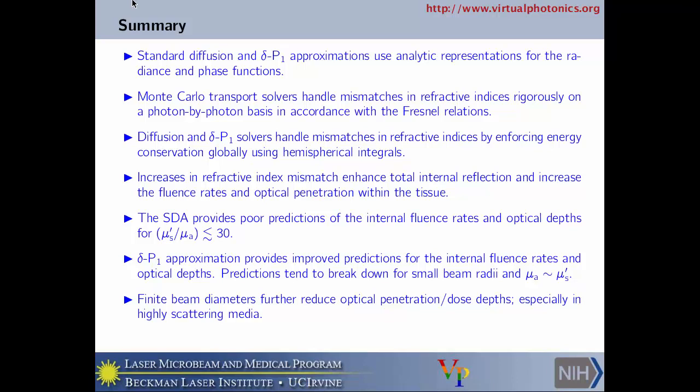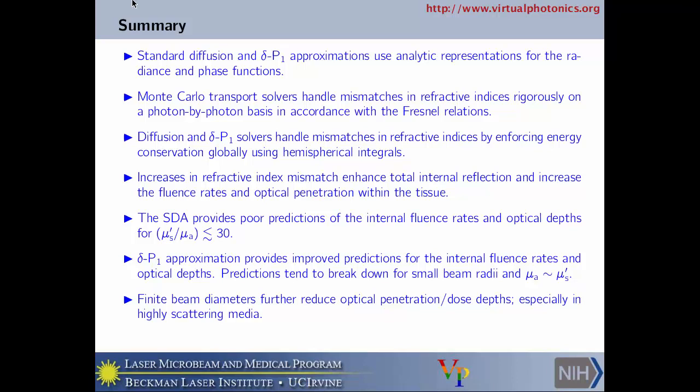Generally, increases in refractive index mismatch enhance total internal reflection and increase fluence rates and penetration depth within tissue. Standard diffusion approximation provides, I would say, mediocre to poorer predictions of internal fluence rate and optical depths for low scattering tissues, say reduced scattering relative to absorption less than 30. Whereas delta P1 provides much improved predictions for these internal fluence rates and optical depths.